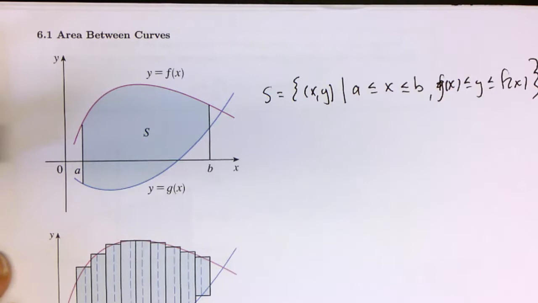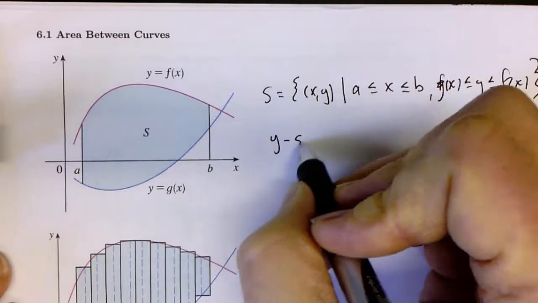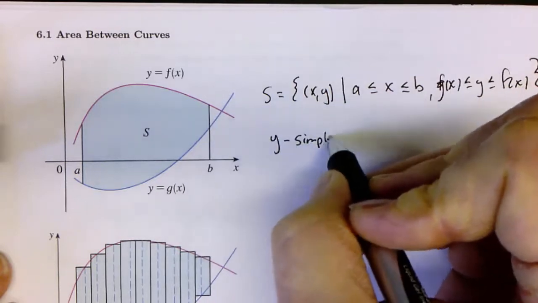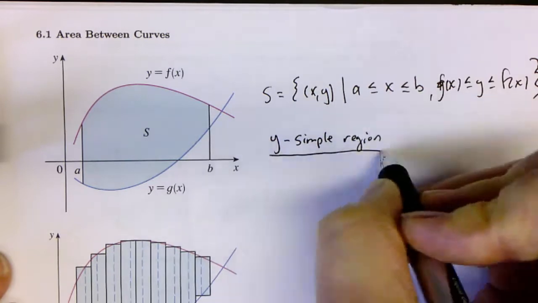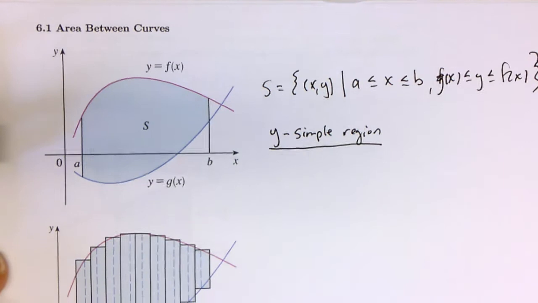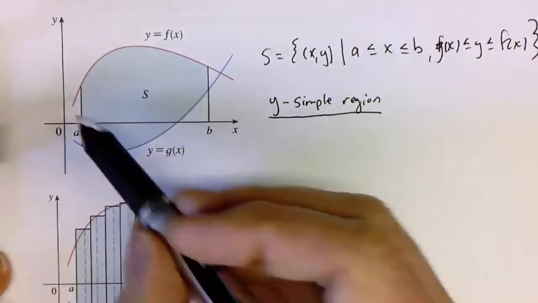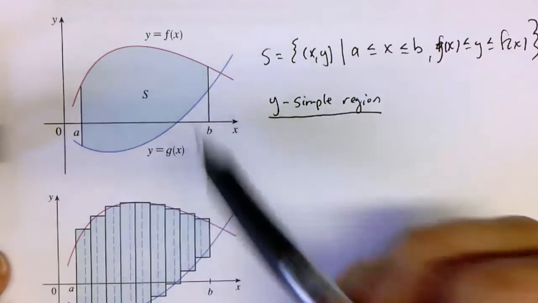All right. Sometimes a region like this is called a y-simple region. Now that's not vocabulary you need to know right now, but for those of you going on in calculus, it's going to come back in a while. All right. A y-simple region is a region in the plane which lies between two functions of x, up and down, and is bounded on the left and right by numbers.